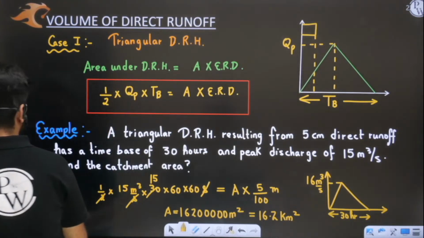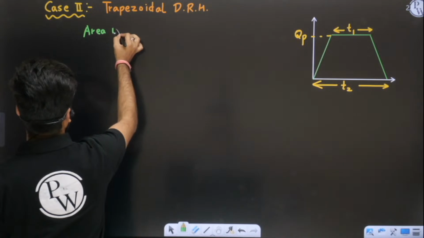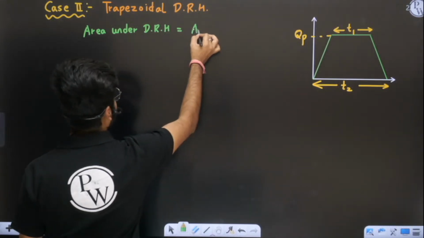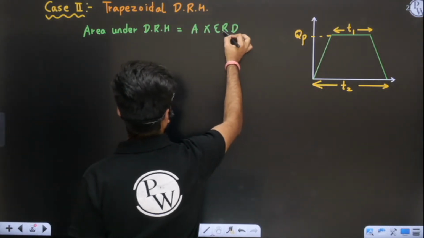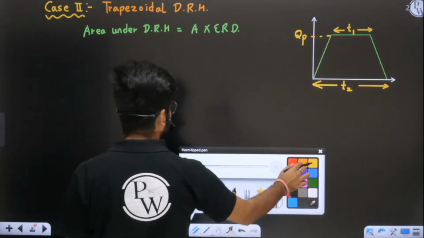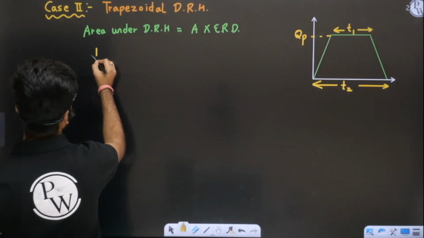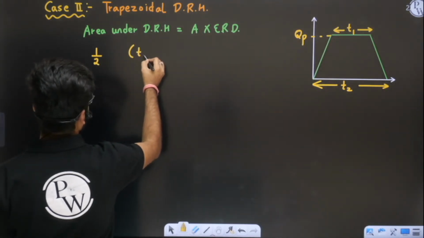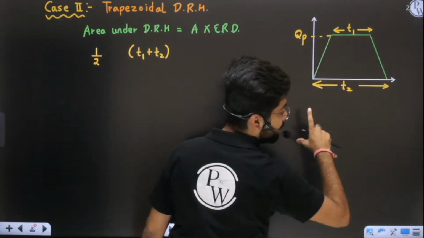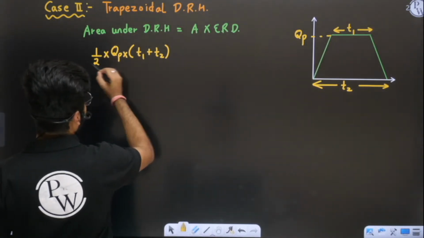Area under DRH is equal to catchment area into effective rainfall depth. Again, I will use the same concept. So if I put the values, how will you find the area? Sir, area is half into sum of parallel sides. Sum of parallel sides is T1 plus T2, these are the parallel sides, into distance between them, which is QP. So this is the area.